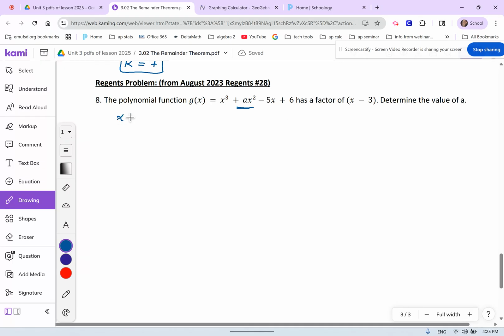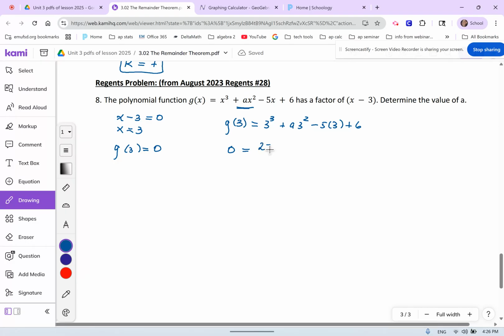So I'm going to take x minus 3, that factor, and solve to find the 0 by adding 3 to both sides. I know since x minus 3 is a factor of g of x, that g of 3 has to be 0. I'm now going to substitute 3 in wherever I see x. I know g of 3 is 0 because x minus 3 is a factor of g of x.